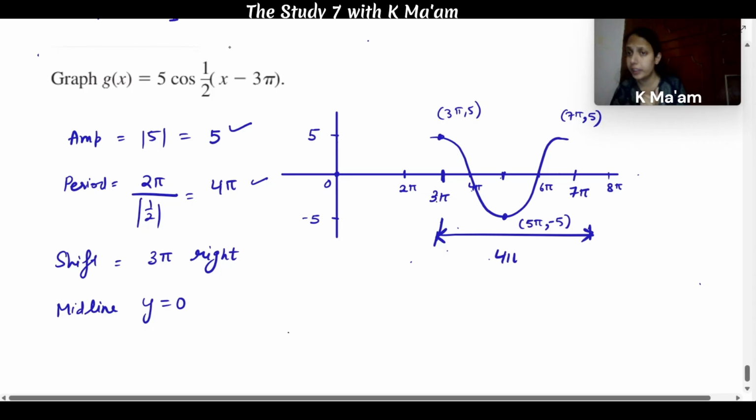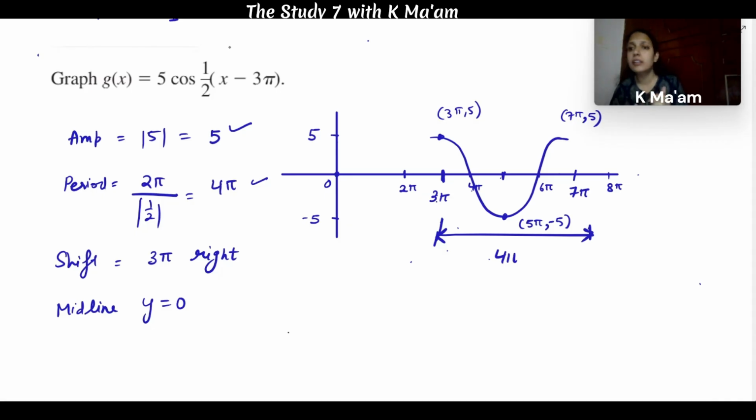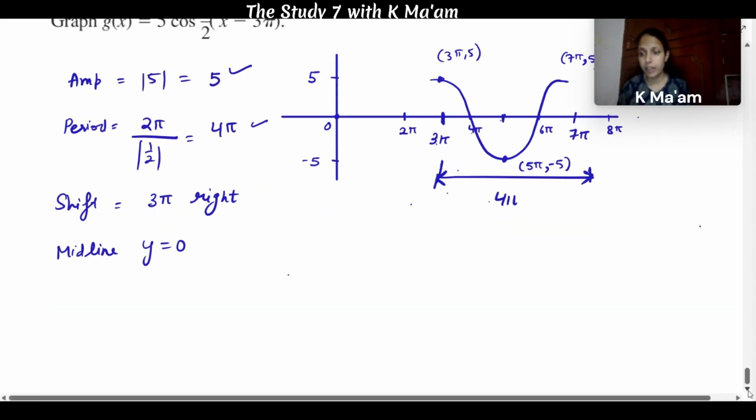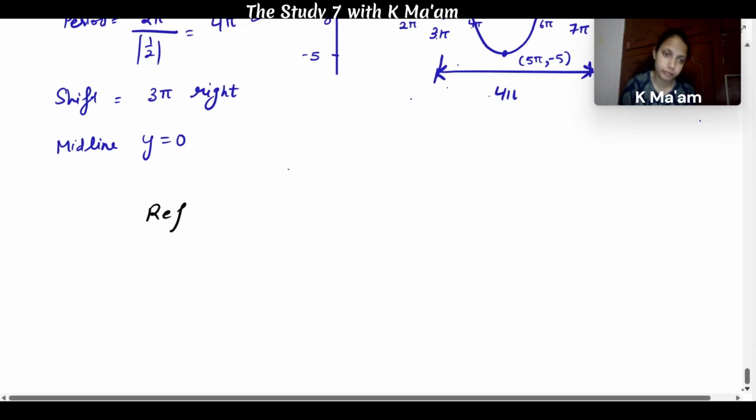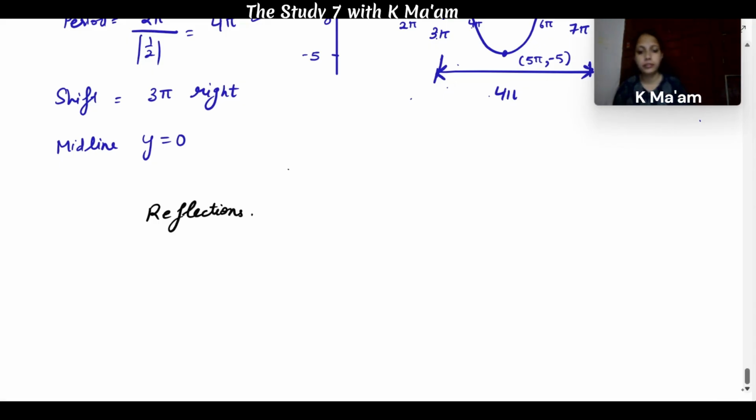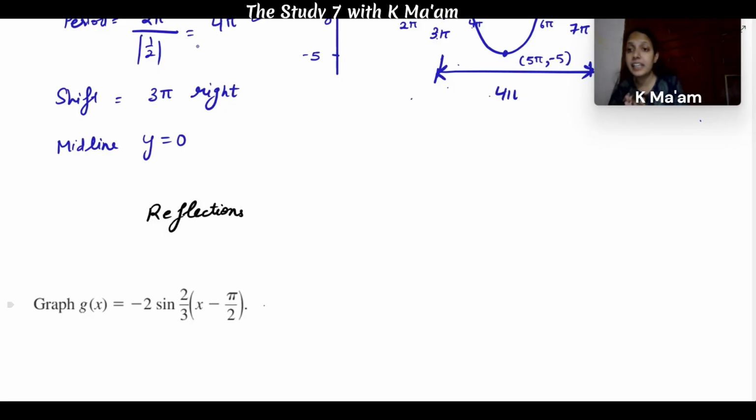We did stretch and shrink. We did shifts up and down, left and right. Now it's reflections. Reflection. If a negative is multiplied outside the function, the reflection is a reflection in the x-axis. So a horizontal line will be the reflection axis. That will work as a mirror.